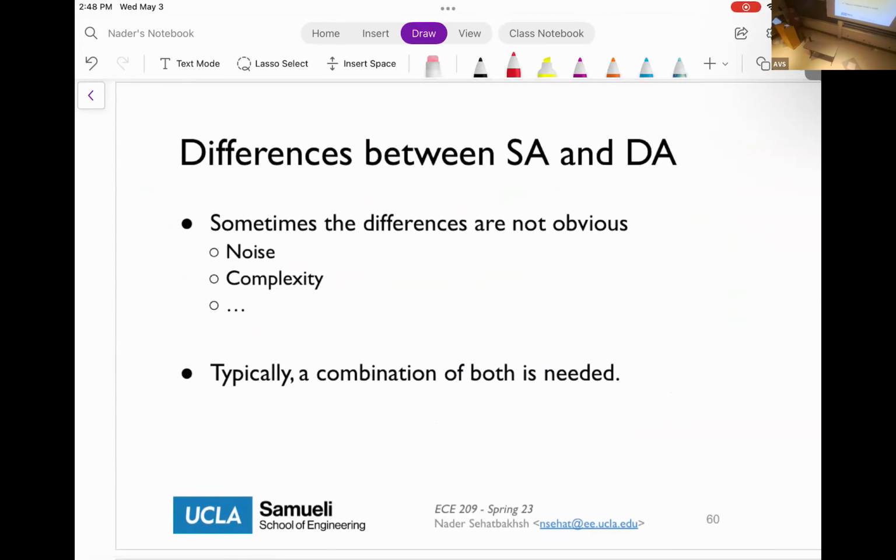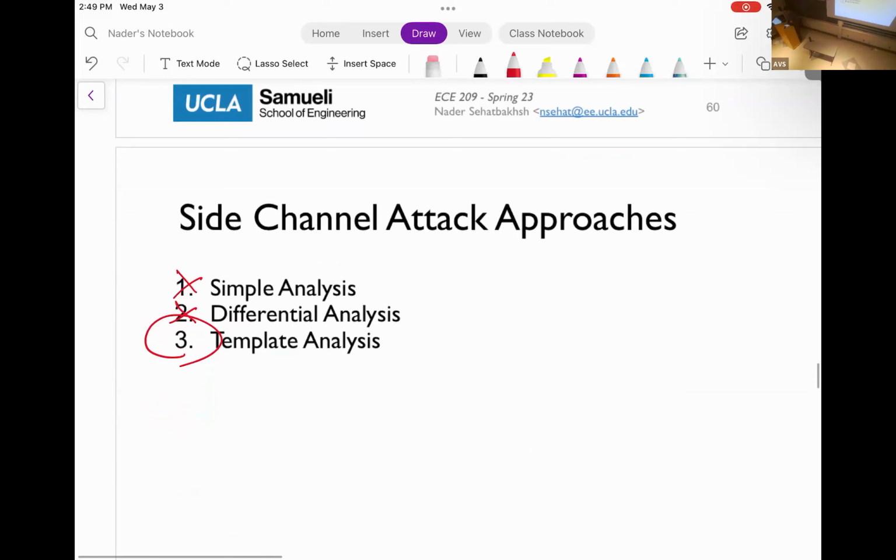So to summarize, what's the difference between SA, simple analysis, and differential analysis? DA helps you find those non-trivial cases where you cannot visually see the differences. Usually what you need is a combination of both, because you probably want to know when a particular event is happening, and then launch your differential analysis attack on that. So in real attacks, you usually see a combination of both at the same time. Okay, so these are the first two approaches.